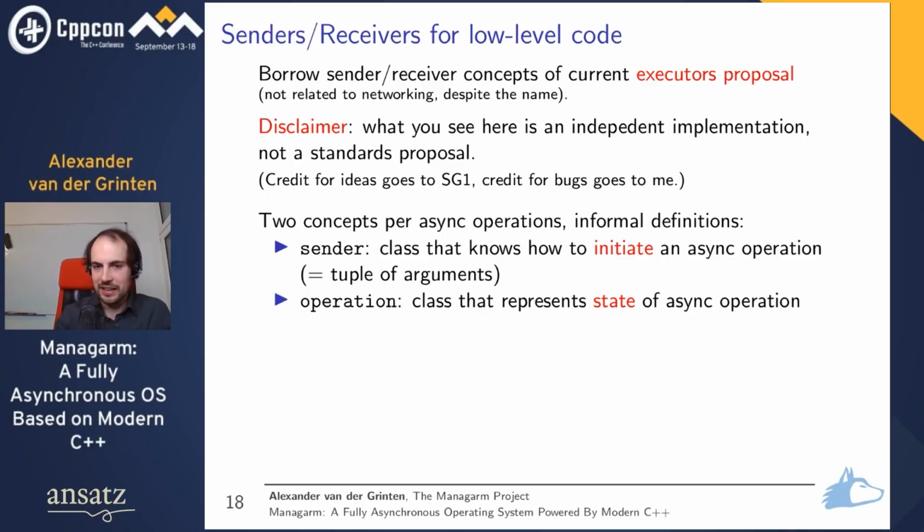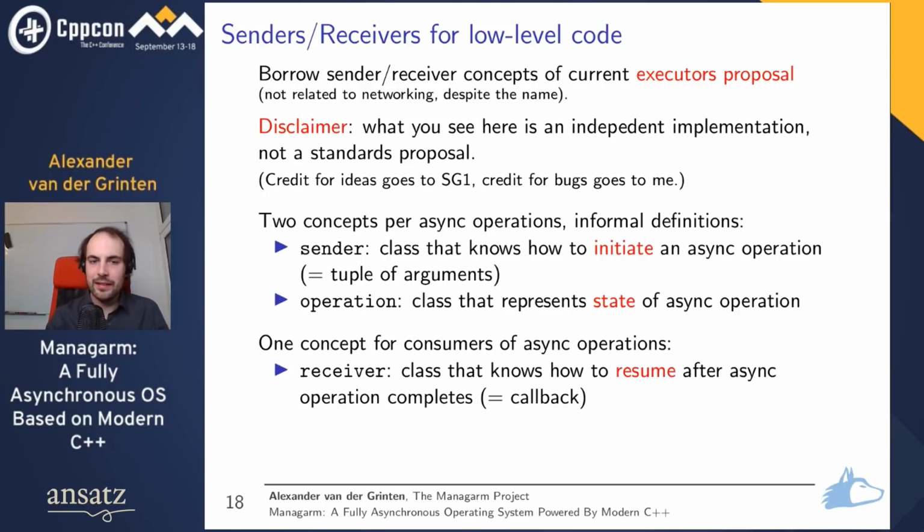Then I have some operation object, and that's just a class that represents the state of an async operation. That's something I need to implement for each primitive async operation. And then for each consumer of async operations, I need to implement a receiver. That's a class that knows how to resume after an async operation completes. So it's basically a callback on steroids and nothing more. All these three things are really simple conceptually. They just have names that make them sound more complicated, at least if you haven't looked at them deeply yet.